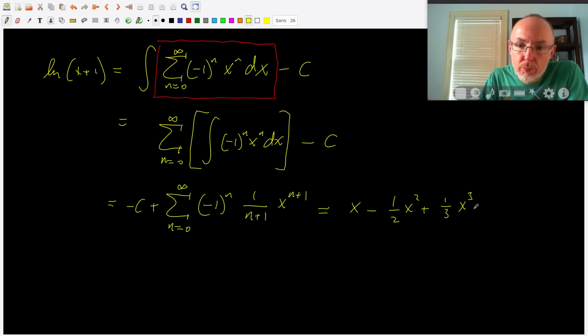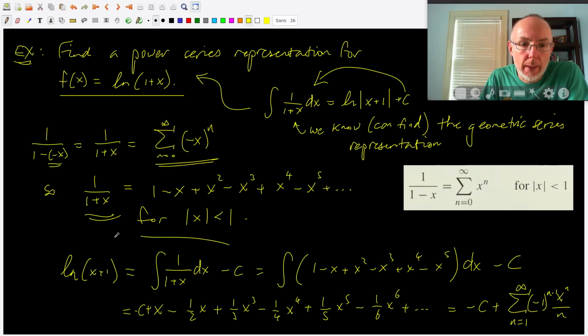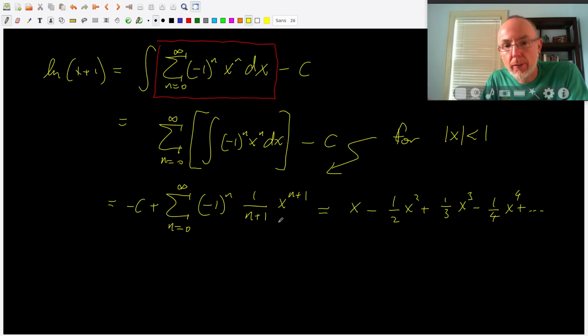And so it's just numbered in a slightly different way than my guess before, but it's the same power series, and that's the important thing. And our theorem tells us that this is going to work. This is going to be a valid power series representation for x less than 1 in absolute magnitude, because that's where the original power series for 1 over 1 plus x was valid. And that means once I've integrated, the power series is still valid there.